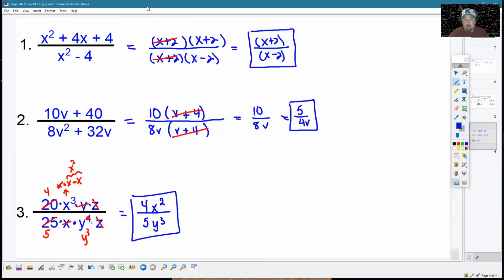So lots of practice. Most important part of this is factoring. Can't do any of the operations after unless we can factor. So make sure you practice and let me know if you need help.